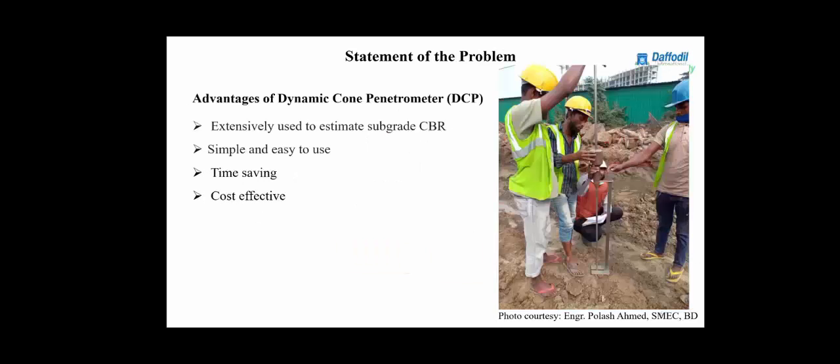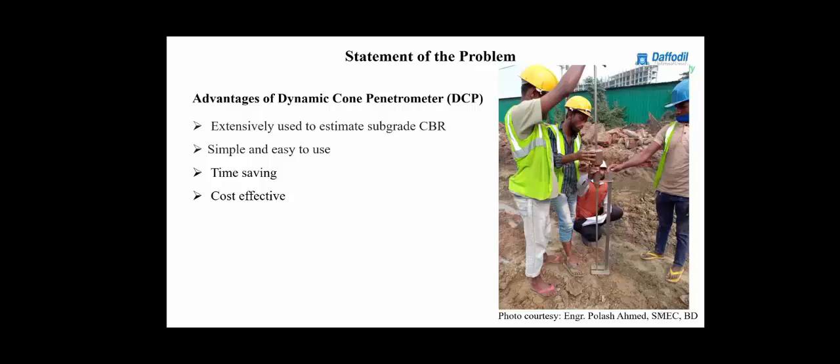On the other hand, the dynamic cone penetrometer is extensively used to estimate subgrade CBR. That means the strength of the subgrade layer. The CBR value is estimated from the standard DCPT penetration and CBR relationship. The dynamic cone penetrometer is a simple and handy equipment, quite easy to operate compared to the sand cone method. It requires only field measurement, hence it is time saving and cost effective.